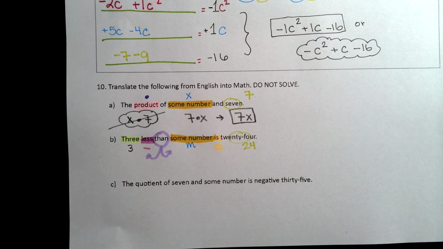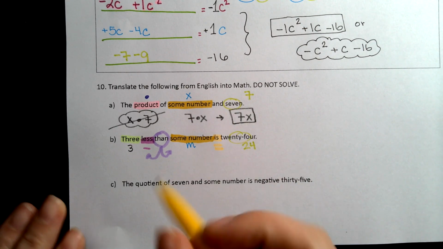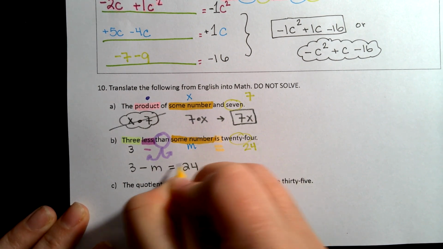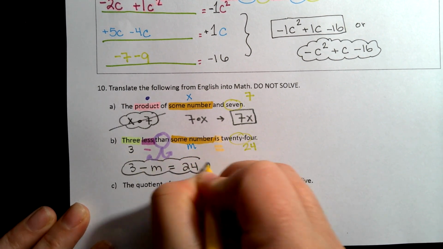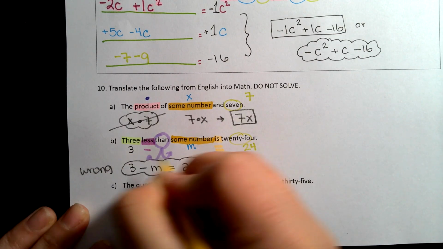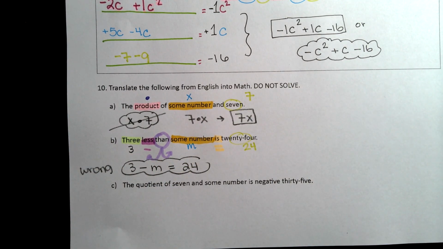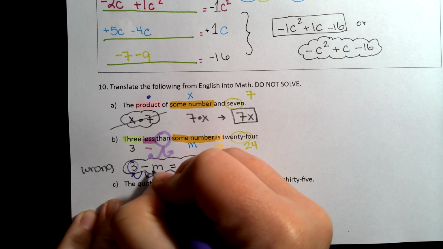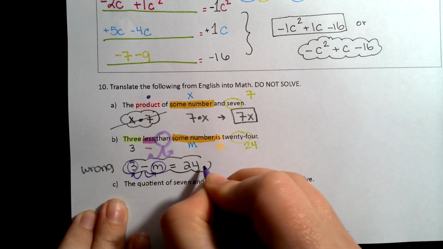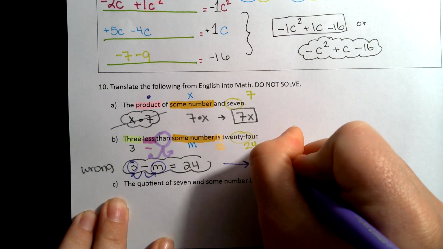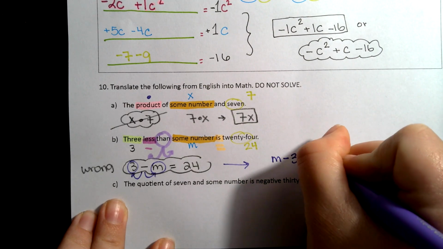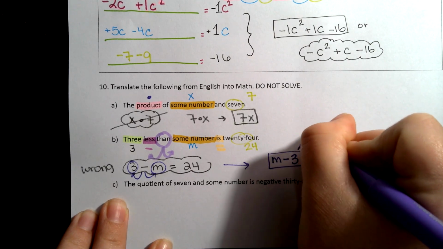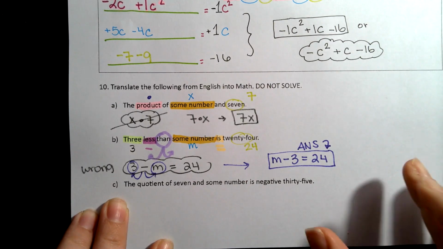Okay, let's write this wrong, and then let's fix it. 3 less some number is 24. Now again, this right here is wrong. And the reason it's wrong is because we have this than. Than switches the 3 and the M. So to fix it, we got M minus 3 is equal to 24. This is our answer. Remember, than switches the order.